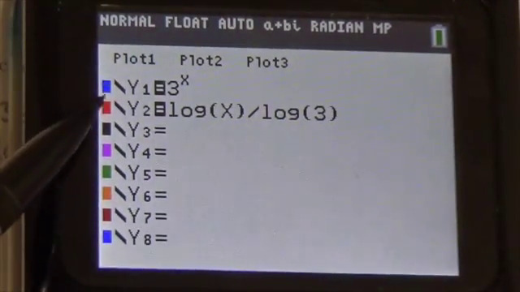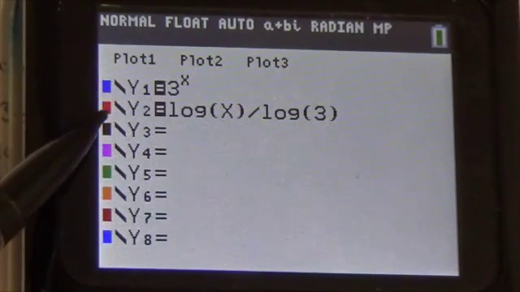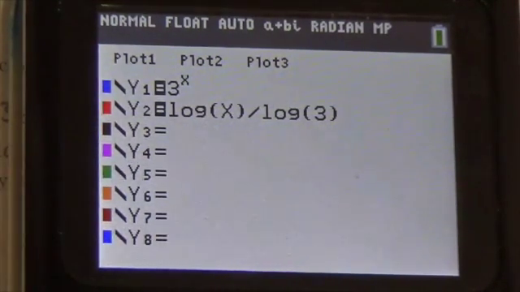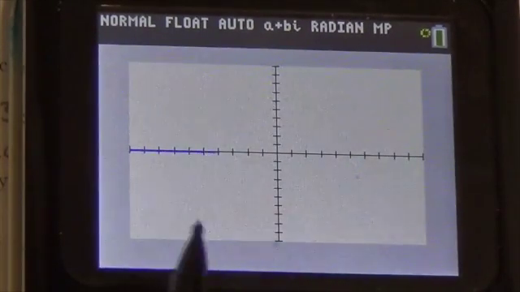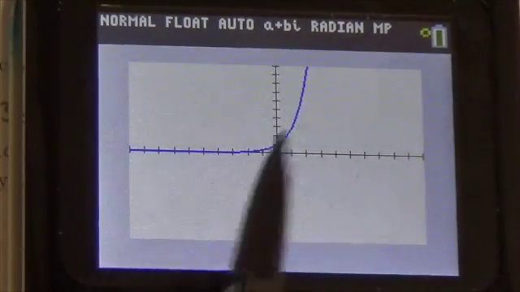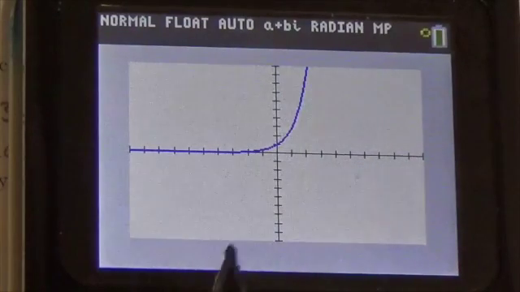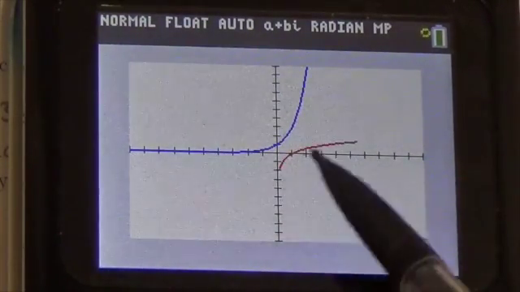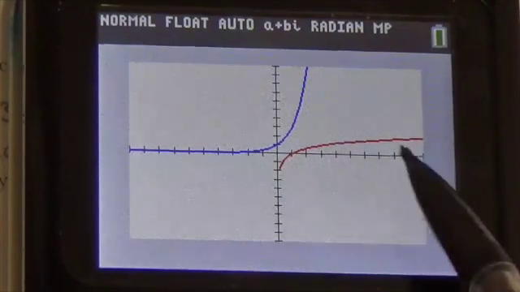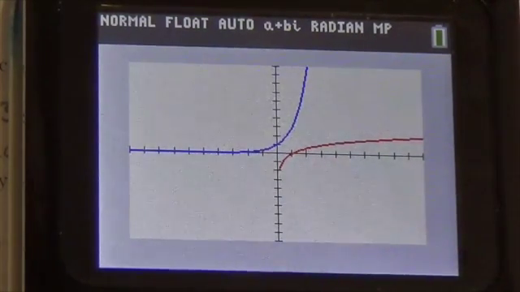Now my 3 to the x is going to be the blue graph. My log base 3 of x is going to be the logarithmic graph. So there's the blue graph, and there it is. Domain is an element of the reals, range is greater than 0. And now my logarithmic function, and there it is. They just swapped those two properties.